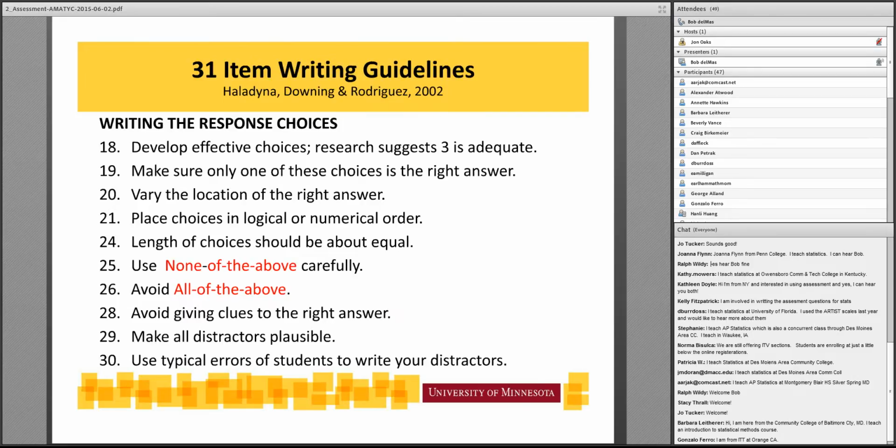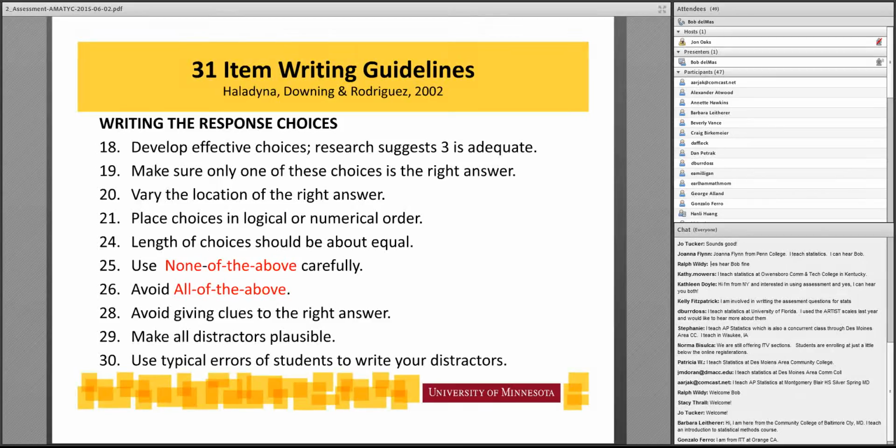Number 26 says avoid all of the above. Number 25 says use none of the above carefully. I try to avoid both. This is really difficult for students to reason through, none of the above and all of the above. And again, really carefully think about, is that what you're trying to test? The intelligence of the students, which is what those types of items turn into, an IQ type of test, versus can you write an item that has a correct answer, or if it's all of the above, can you break that question into 3 or 4 separate questions and get at each point that's in that more complex question? That's a better practice.